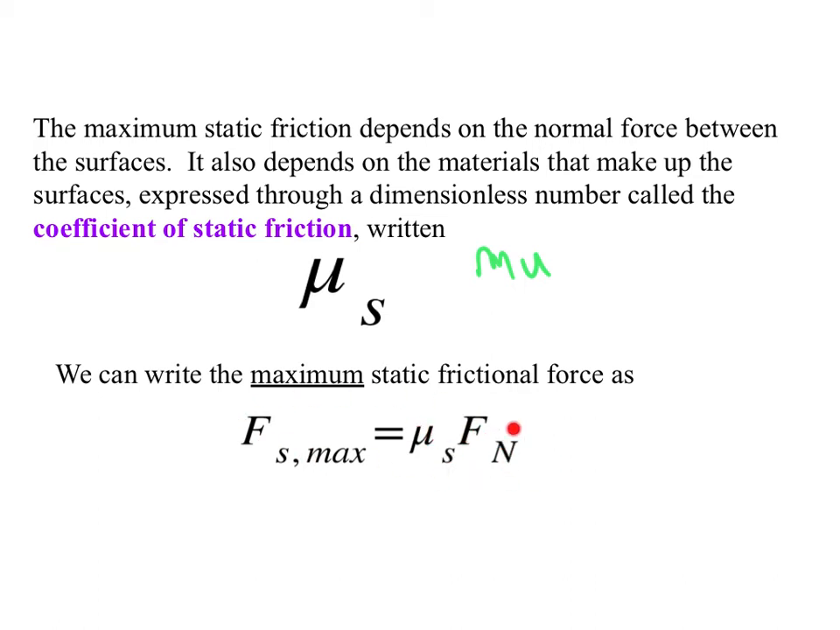We can then write the maximum static frictional force, F sub s max, as mu s times F sub n. You're going to want to keep this in mind, commit it to memory, or at least know where to find it. The maximum static frictional force is mu s times F sub n. It can be less than that if it needs to be, but it can't ever be more than that.